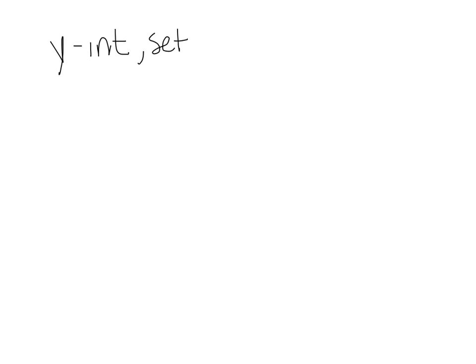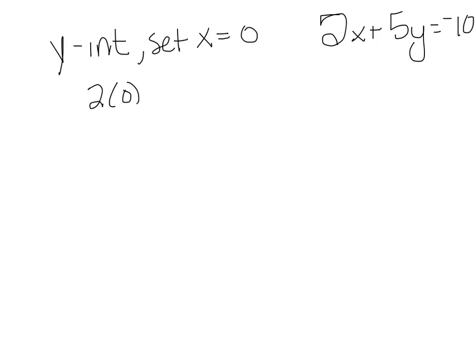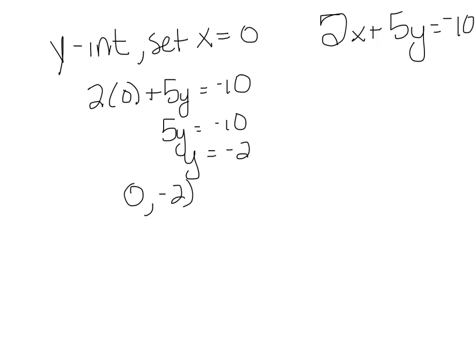And I'll do that by setting x equal to 0. So remember I had this equation, how'd it go? 2x plus 5y is equal to negative 10. I'm going to set x equal to 0, so 2 times 0 plus 5y is negative 10. This allows me to solve for y. 5y is equal to negative 10, and y is equal to negative 2. I'll put it in an ordered pair, (0, negative 2), and I have a y-intercept.